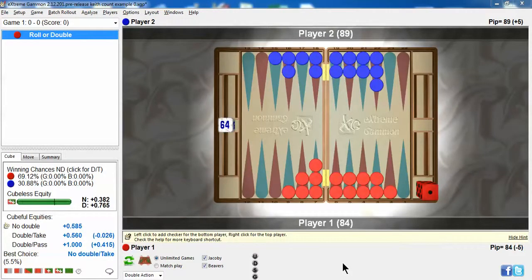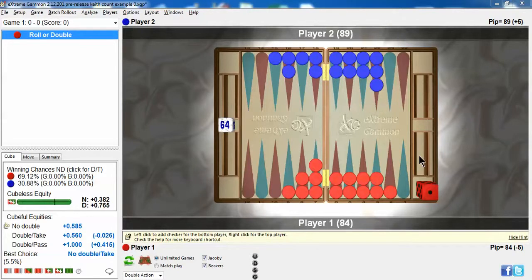Most people don't realize there are six factors that determine who is going to win a race. Let's talk about the six factors very quickly. First of all, the pip count: how many little dots you need on the dice to get your checkers from here to here.